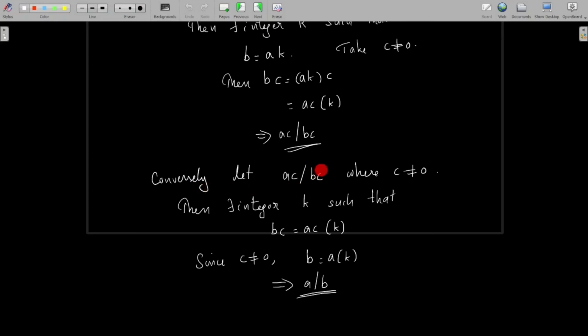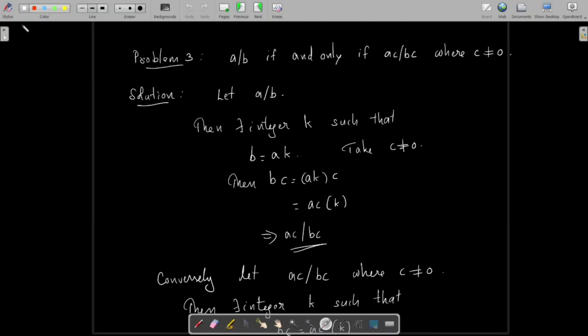Conversely, assume that AC divides BC, where C is not equal to 0. Then there exists an integer K such that BC equals AC into K, by the definition of divisibility of integers. Since C is not equal to 0, we can cancel C and write B equals A into K. From this expression we can conclude that A divides B. Therefore, we proved that A divides B if and only if AC divides BC, where C is not equal to 0.